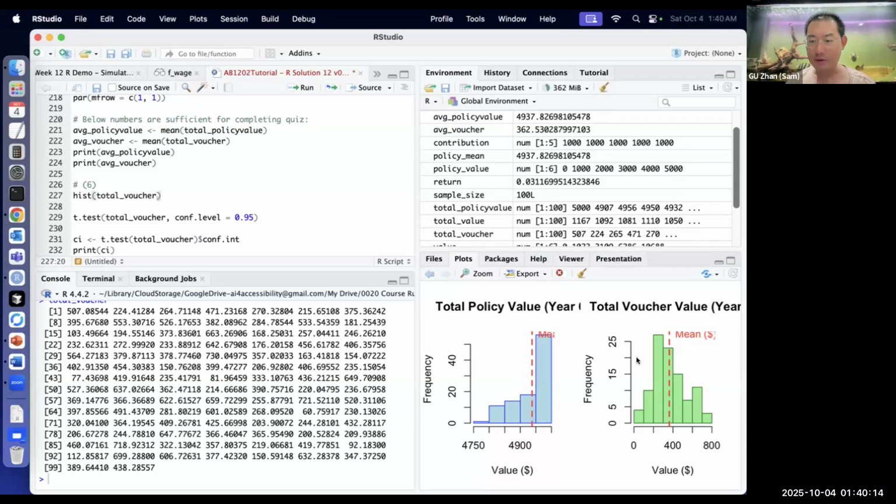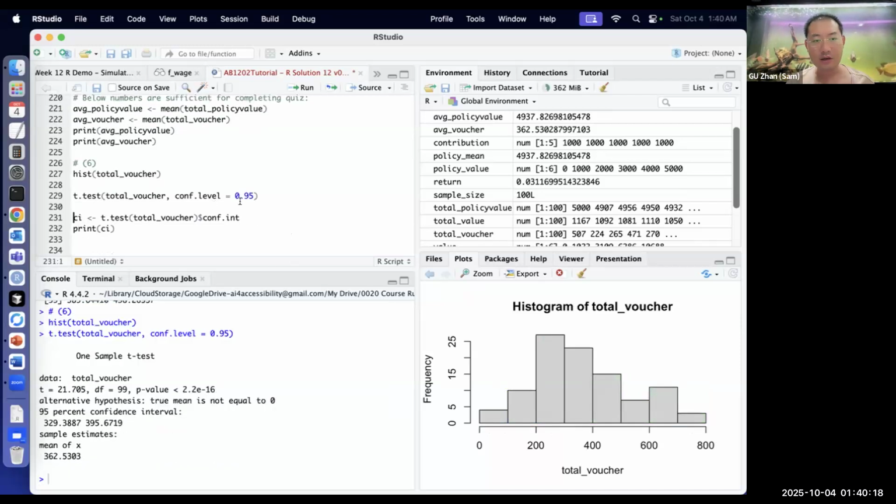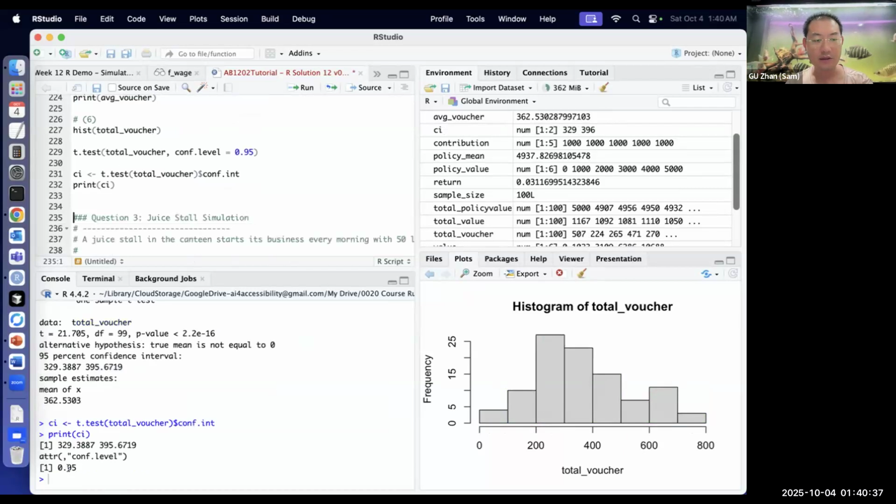And this is the histogram actually showing here. So this is a voucher. Then do a t-test, confidence interval 95. Yeah, so this is the one. Right, so you get this. I also write this confidence interval, then display the confidence interval. Okay, same thing.